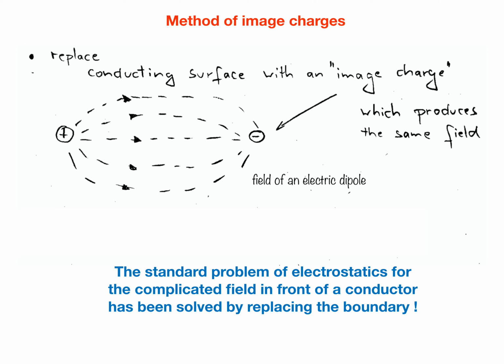We have now reduced the complex problem of the field in front of the conductor to the much simpler field of 2 point charges, a positive and a negative point charge. In fact, it is the field of an electric dipole. We have thus solved the standard problem of electrostatics simply by replacing the boundary.